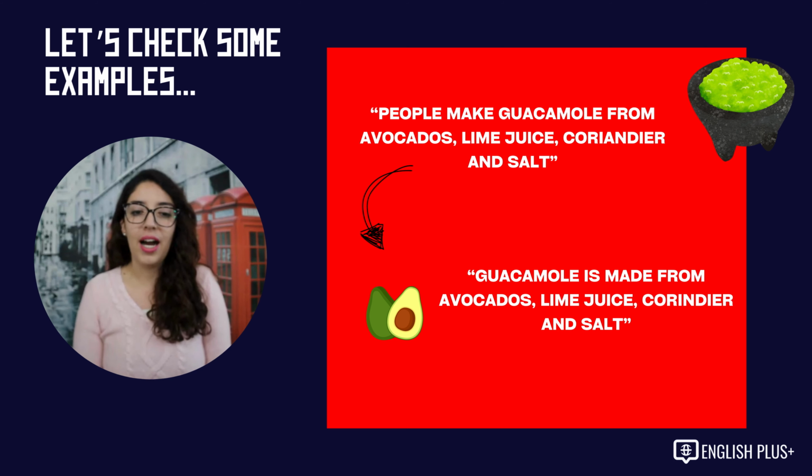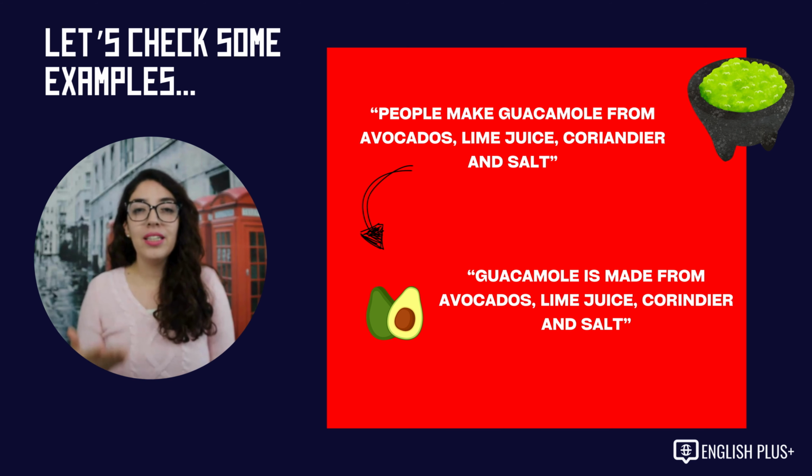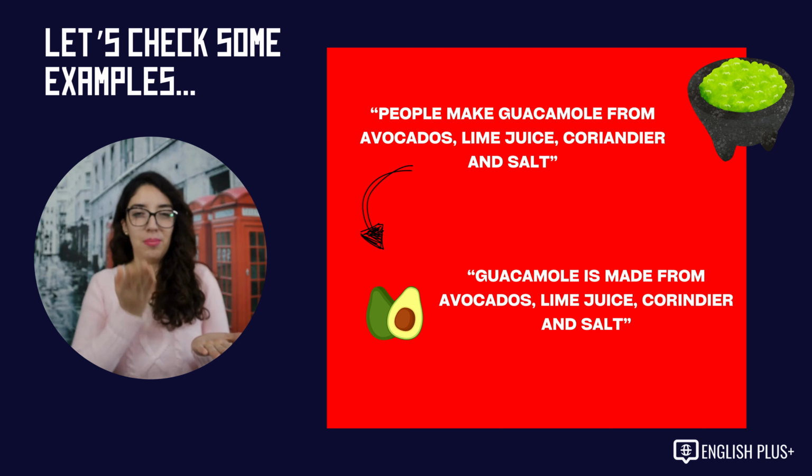Then I add my verb to be. In this case it is in the present. And finally, I add my verb in the past participle form. Guacamole is made from avocados, lime juice, coriander, and salt. Can you see? I just use my object, my verb to be, and the verb in the past participle form. Now let's see some other examples using different tenses.